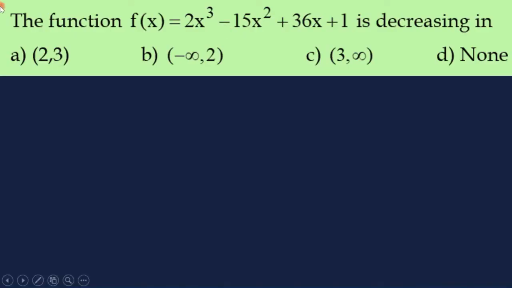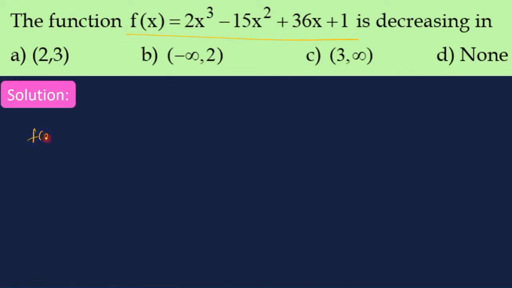The question is, the function f of x is equal to 2x cube minus 15x square plus 36x plus 1 is decreasing in, options are interval 2, 3, minus infinity, 2, 3, infinity, none. Let us find this. Given f of x is equal to 2x cube minus 15x square plus 36x plus 1.